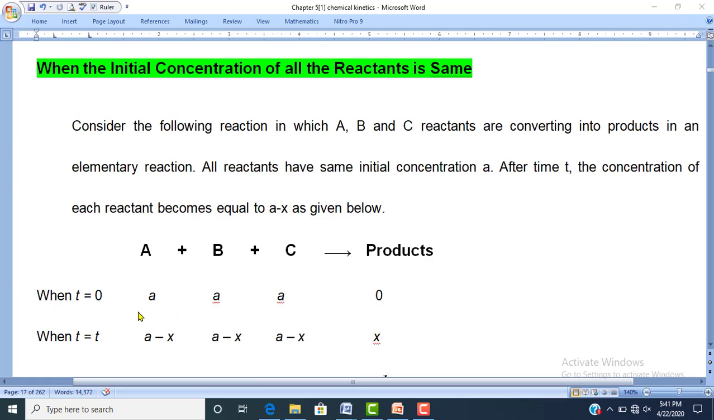Here you can see that we have taken a mole of 3 reactants because the initial concentration of all the reactants is same here. So we are representing the concentration of A, B and C reactants with a mole. And when the time was 0 second, then at 0 time, the concentration of product was also 0.